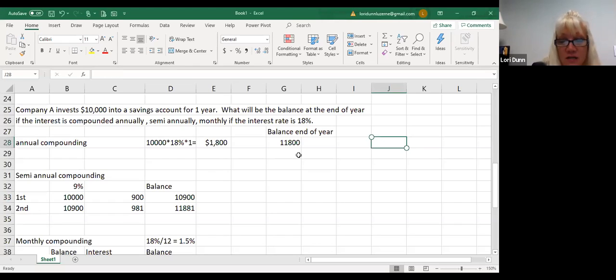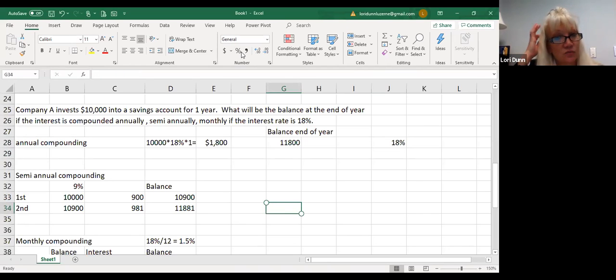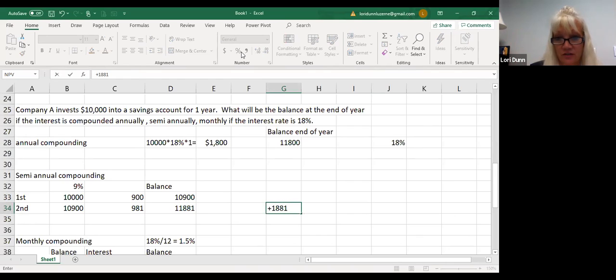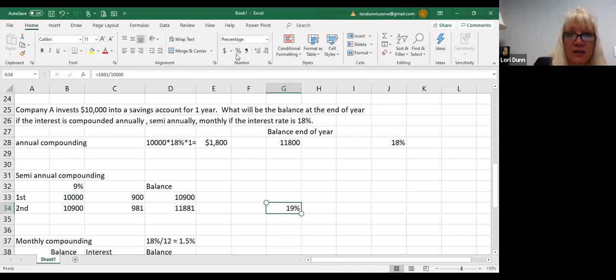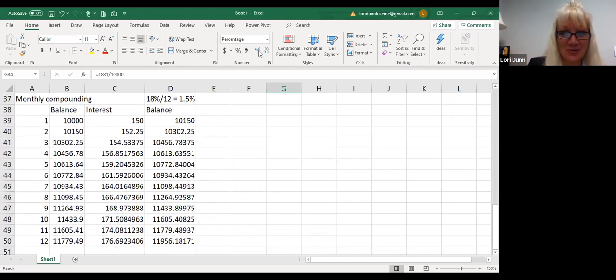So if I hop back over here really quick, the effective interest rate for the first annual compounding will be the annual interest rate, because if we take 1,800 divided by 10,000, we get 18%. But take a look at the second one. We earned $1,881 of interest divided by 10,000. Now the effective interest rate is 18.81%. So it's higher. So the more times you compound during the year, the actual rate of interest annually increases higher than that annual rate you were given.